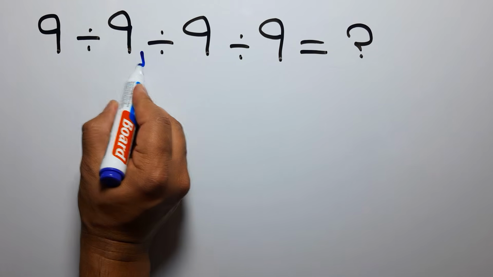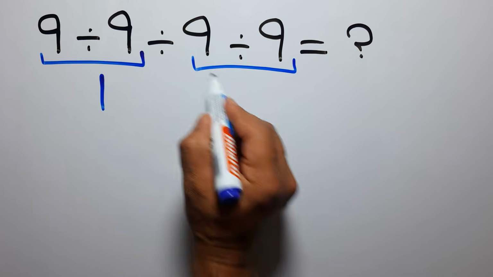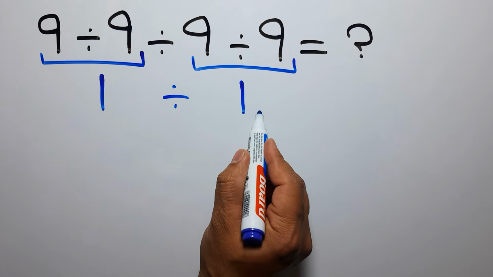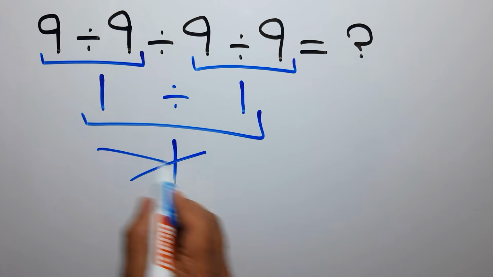9 divided by 9 gives us 1. And again here we have 9 divided by 9. So 1 divided by 1 gives us 1. But this answer is not correct.